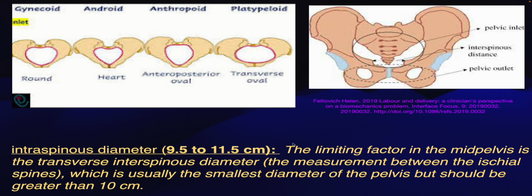Anatomy teaches us it's what we actually sit on. Brief definition for the interspinous diameter. It's usually between 9.5 and 11.5 centimeters. It is the limiting factor in the mid-pelvis. This transverse, we say interspinous diameter, the distance between the two spines. It is the smallest diameter of the pelvis, but ideally it is still greater than 10 centimeters.